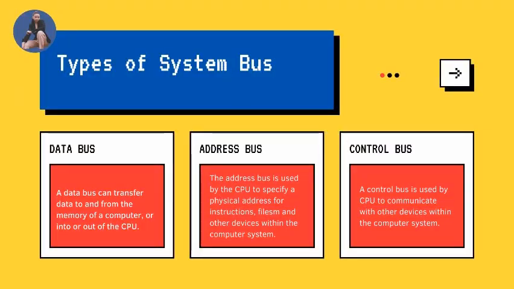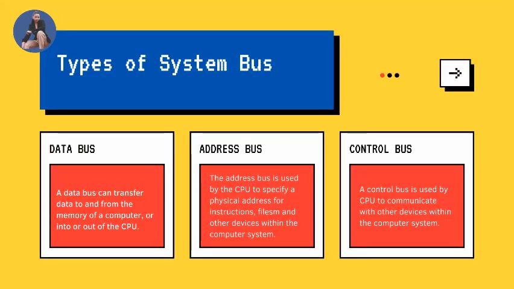The second type is the address bus. The address bus is used by the CPU to specify a physical address for instructions, files, and other devices within the computer system. For example, in a given computer unit, there are typically 6 to 8 USB ports. The address bus is responsible for checking which of the USB ports has a printer connected to it, along with the mouse, keyboard, speakers, and sometimes even external drives.